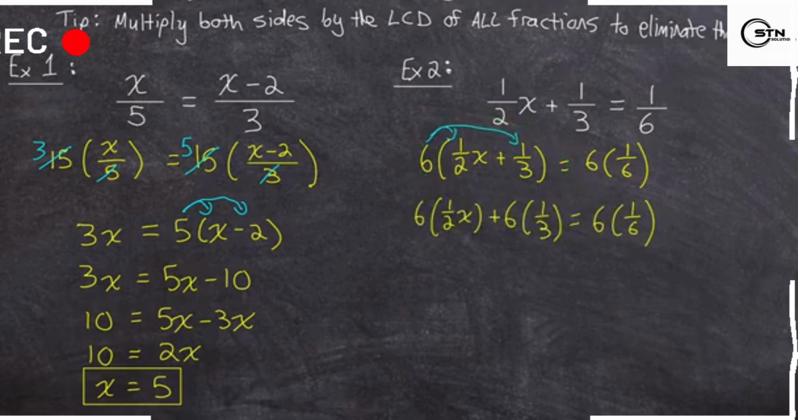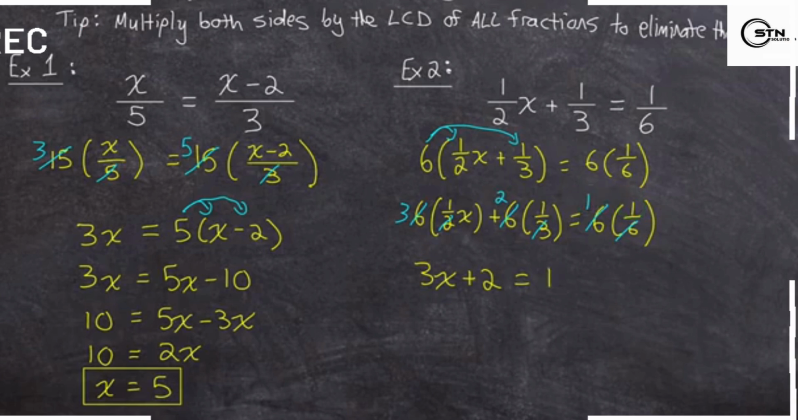And now I can start reducing these fractions. 6 divided by 2 is 3. 6 divided by 3 is 2. And 6 divided by 6 is 1. So on the left side of the equation, I have 3 times x plus 2 times 1. That's just going to be 3x plus 2. And then on the right side of the equation, I just have 1 times 1, which is 1.